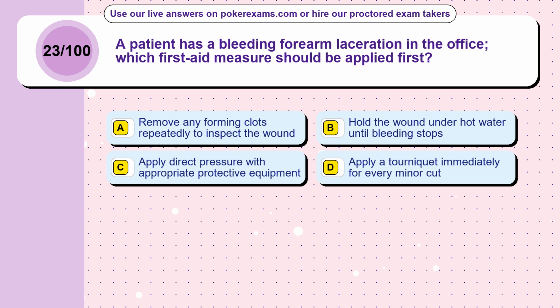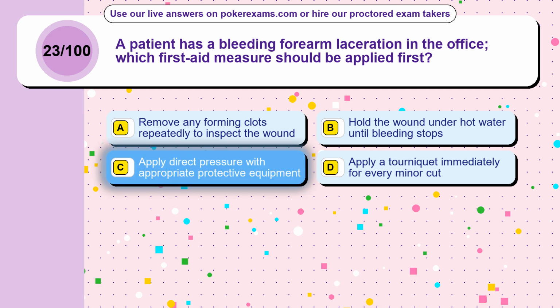Question 23. A patient has a bleeding forearm laceration in the office. Which first aid measure should be applied first? Option A. Remove any forming clots repeatedly to inspect the wound. Option B. Hold the wound under hot water until bleeding stops. Option C. Apply direct pressure with appropriate protective equipment. Option D. Apply a tourniquet immediately for every minor cut. The correct answer is option C.